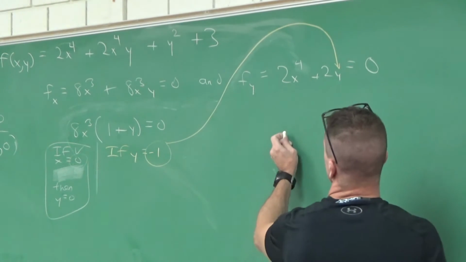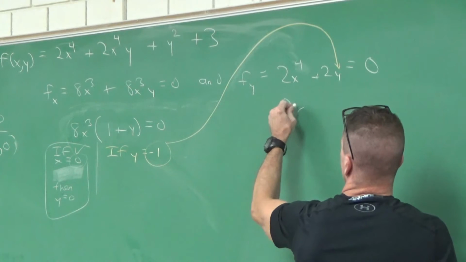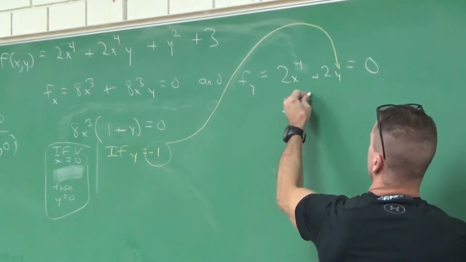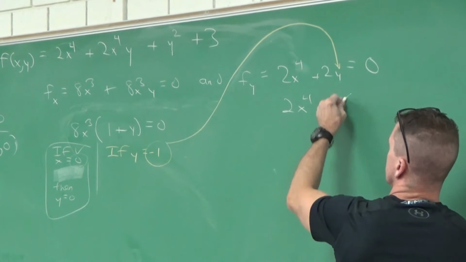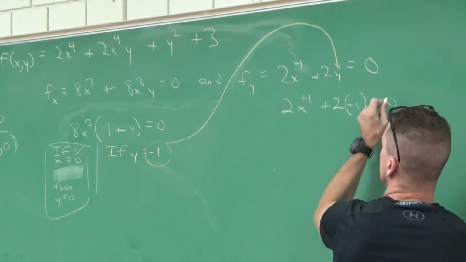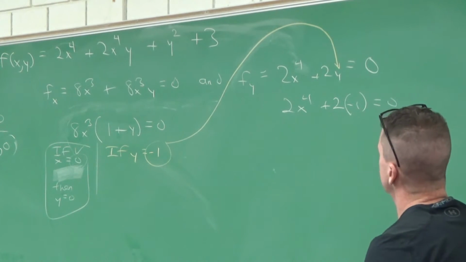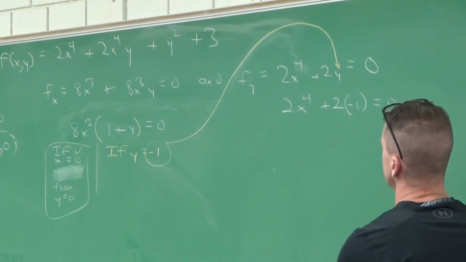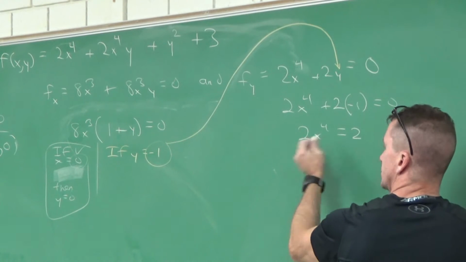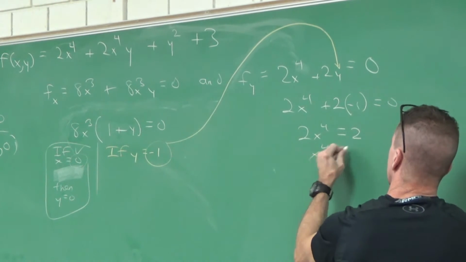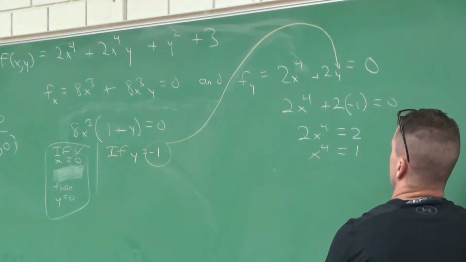What do we get? 2x to the fourth plus 2 times negative 1. Can you help me solve this? 2x to the fourth equals 2. Divide 2 on both sides. X equals plus or minus 1.